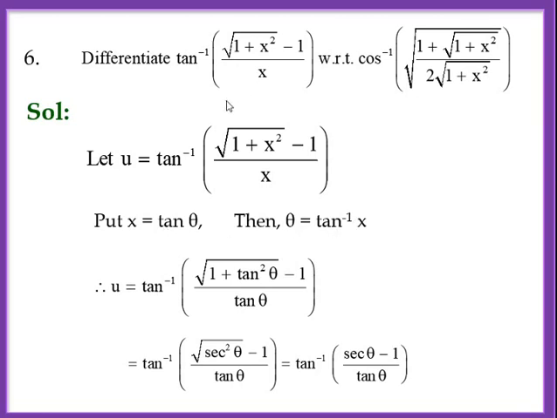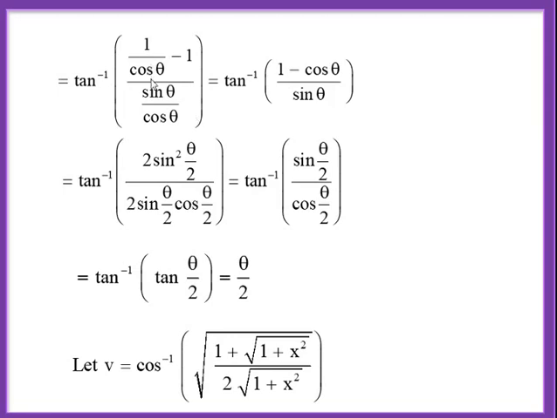Now, let this be u. So u equal to tan inverse. Substitute. 1 plus tan square is sec square. Its root is sec. So tan inverse of sec theta minus 1 upon tan theta. Now basically this is a sum on trigonometry. You should try to express this in terms of tan, because tan inverse of tan of any angle is that angle, provided that angle belongs to the open interval minus pi by 2 to pi by 2.